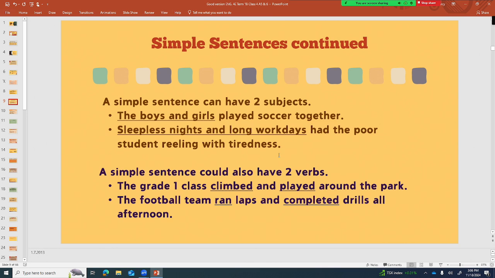A simple sentence can also have two verbs. The grade 1 class climbed and played around the park. The football team ran laps and completed drills all afternoon. They still count as simple sentences because they still only have one main subject overall and a predicate. So the compound subject, the two and one, still counts as kind of one main subject essentially.